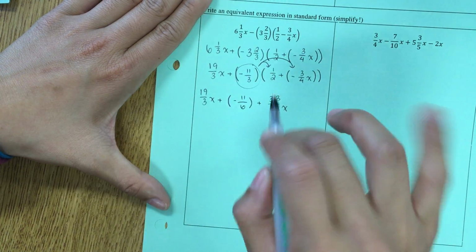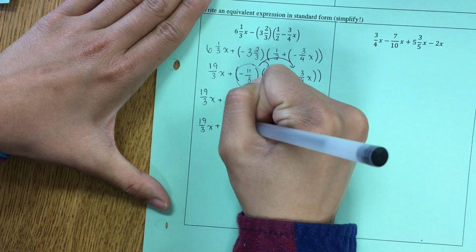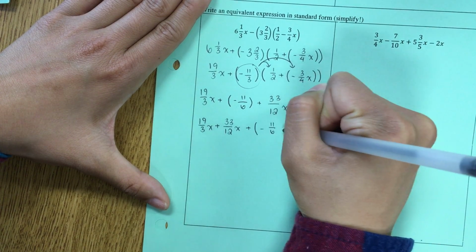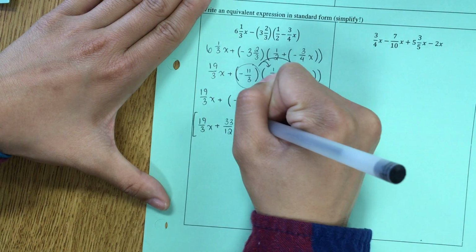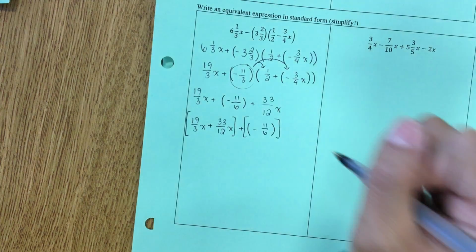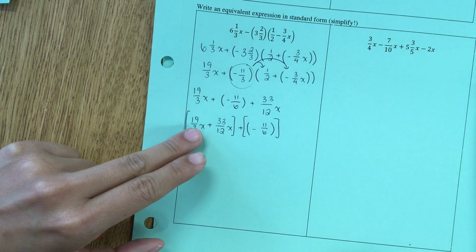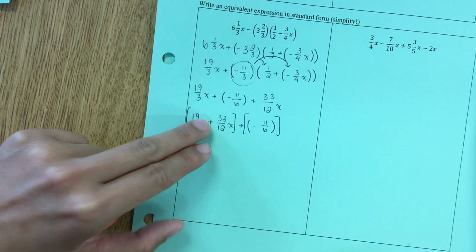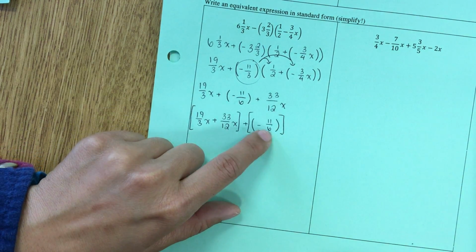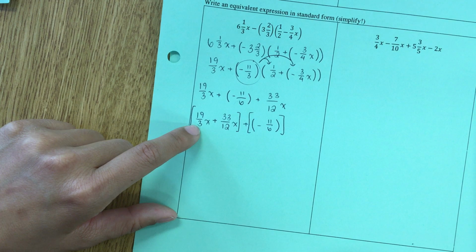Move all your x's together. Move all your regular numbers together. I have a 19 over 3x plus 33 over 12x plus a negative 11 over 6. Bracket, bracket, bracket, bracket. This is why your brackets become quite important. It's because when you're dealing with rational numbers like this, notice that you only need to make sure that you have the same common denominator in this bracket, because in the end, you're not combining with this at all. This is already done. You don't need to do anything else to it. The only thing you need to do is to combine this together.